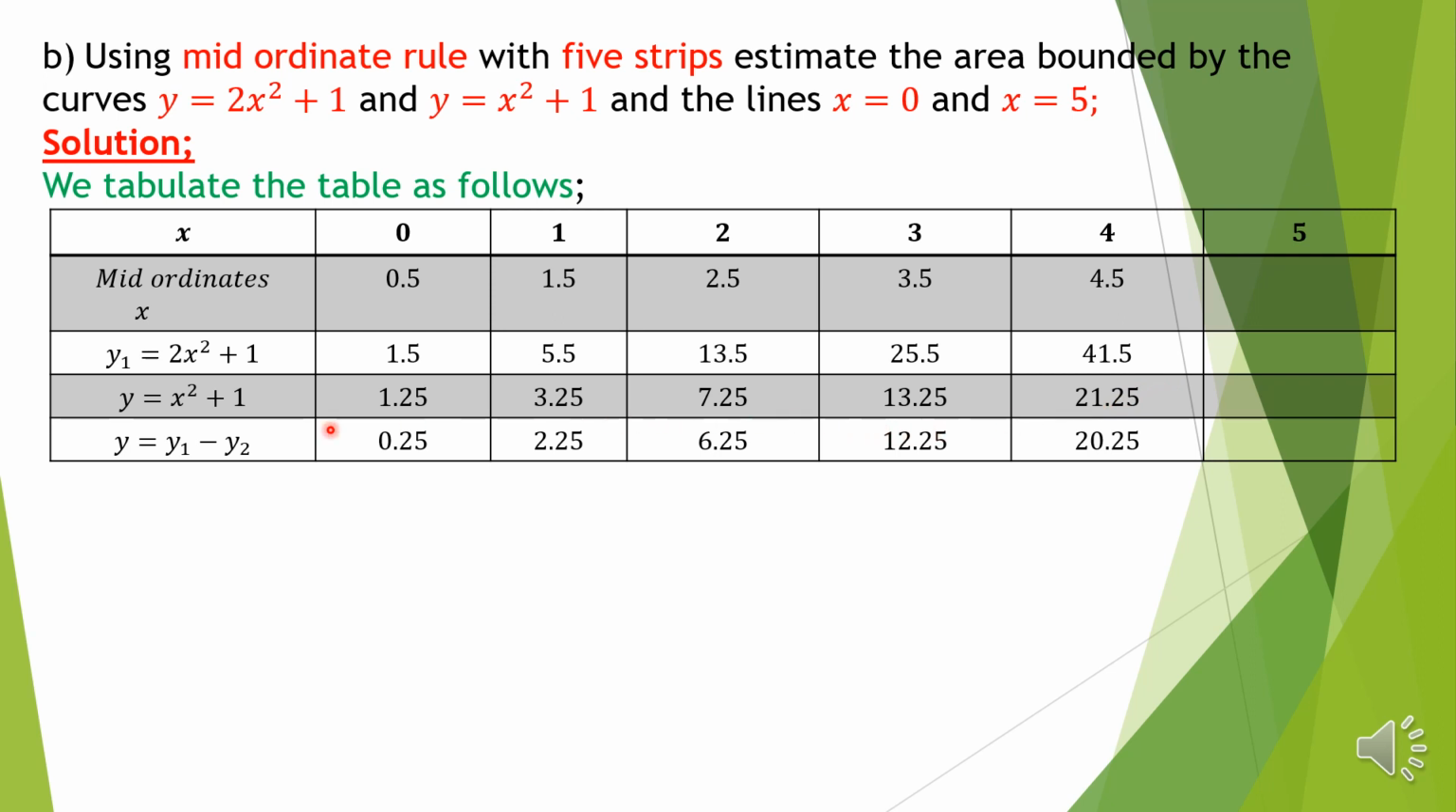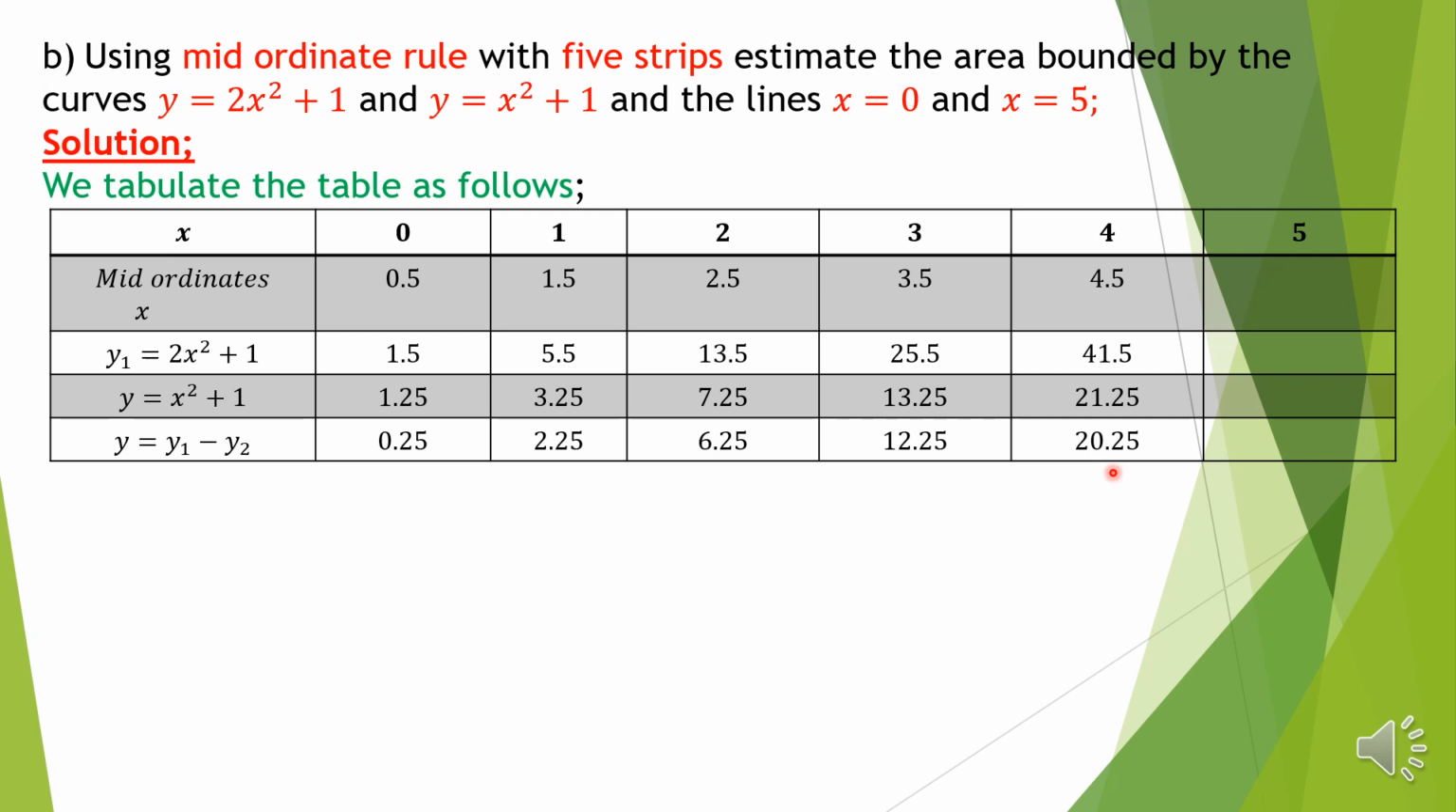Again, because we're interested in the area that is enclosed by the two curves, I'll get the difference of the heights, which will be equivalent to the heights that we require to calculate the area. Therefore, I'll subtract y2 from y1, and by so doing, I'll get 1.5 minus 1.25 to have 0.25, 5.5 minus 3.25 to have 2.25, 13.5 minus 7.25 to have 6.25, 25.5 minus 13.25 to have 12.25, and 41.5 minus 21.25 to have 20.25.